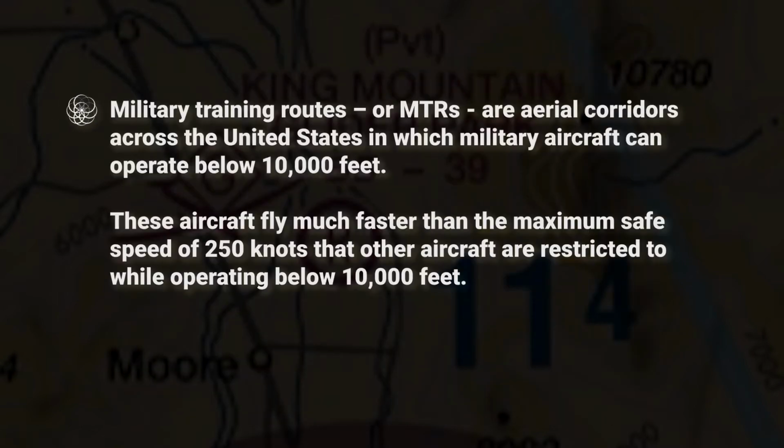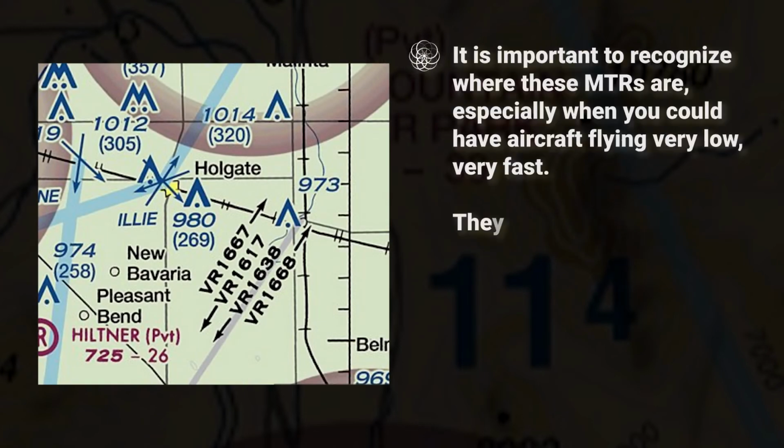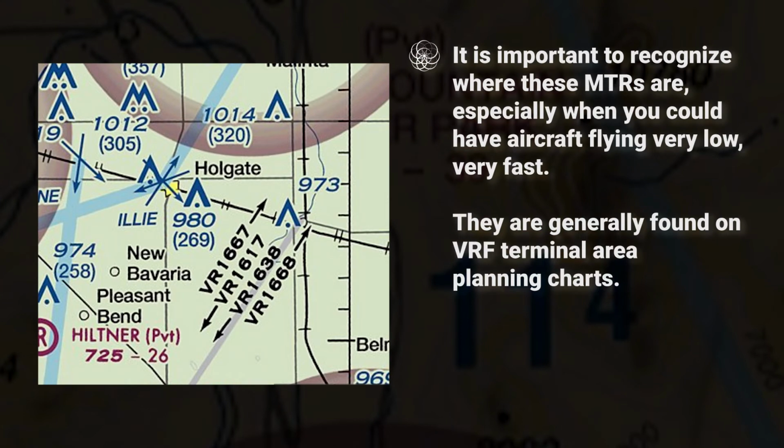Military training routes, or MTRs, are aerial corridors across the United States in which military aircraft can operate below 10,000 feet. These aircraft fly much faster than the maximum safe speed of 250 knots that all other aircraft are restricted to while operating below 10,000 feet. MTRs are divided into instrument routes, or IR, and visual routes, or VR. Each route is identified by either of these two letters, followed by either 4 digits for routes below 1,500 feet above ground level, or 3 digits for routes extending for at least one leg above 1,500 feet AGL. It's important to recognize where these MTRs are, especially when you could have aircraft flying very low, very fast. They're generally found on VFR terminal area planning charts.